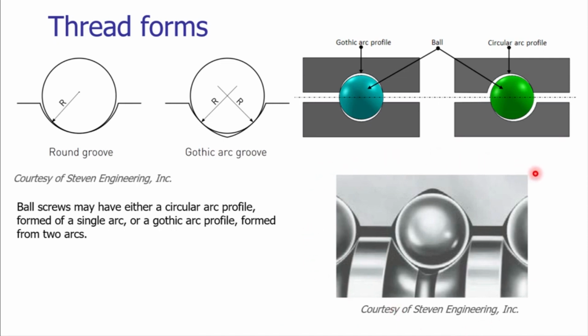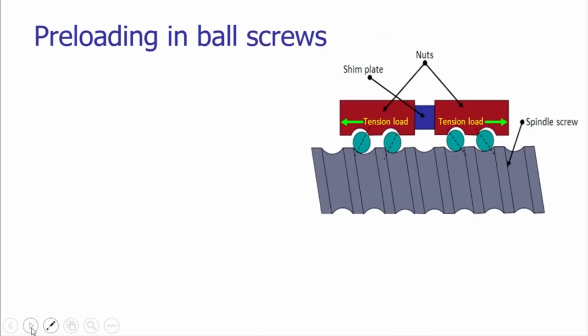On your screen you can see a ball which is in contact with the screw and the nut arrangement. Backlash is the problem in ball screws due to wear and tear, due to inaccuracies, due to prolonged utilization of the screw and nut arrangement. There may be a backlash, there may be disengagement of the balls with the screw and the nut arrangement. So for that purpose, we are preloading the ball screws.